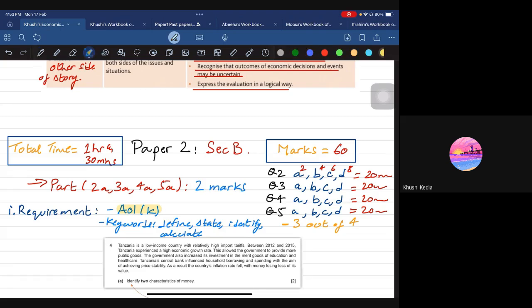So as I've already told you, if it is a 2 mark definition, there must be 2 points to that, or you could also give an example, right? So in definition, in order to define, you can define by giving an example. Okay, now we have a sample answer.